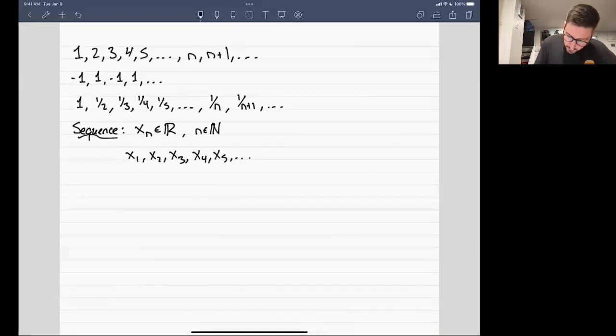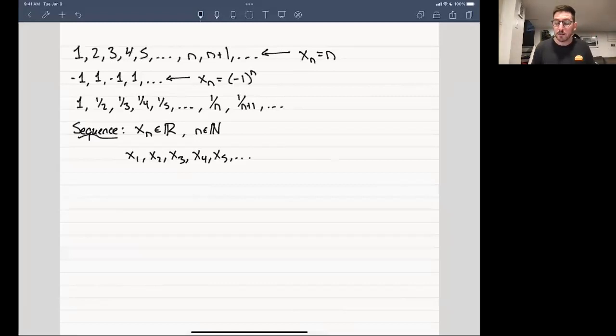In this example right here, the very first one, x sub n is just equal to n. The nth element of the sequence is the nth natural number. In example number 2, we have x sub n equal to (-1)^n. And in the third case, we have x sub n equal to 1 over n. And in all of these cases, n goes from 1 to infinity.